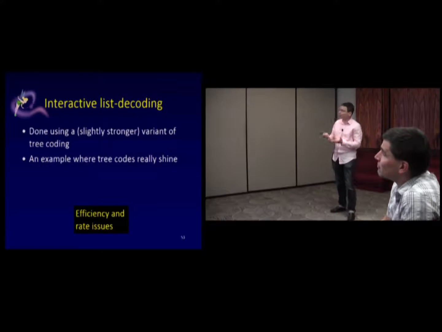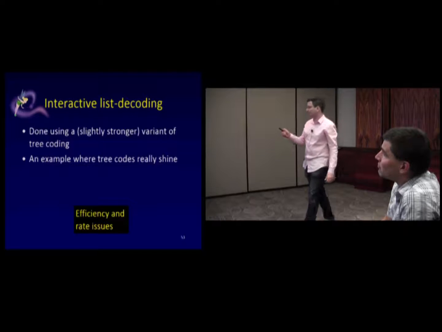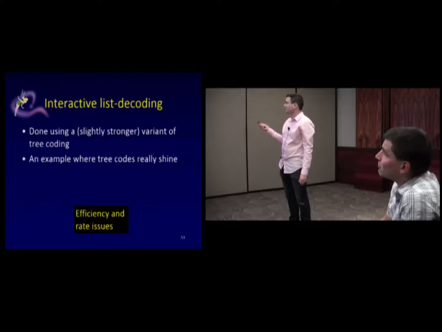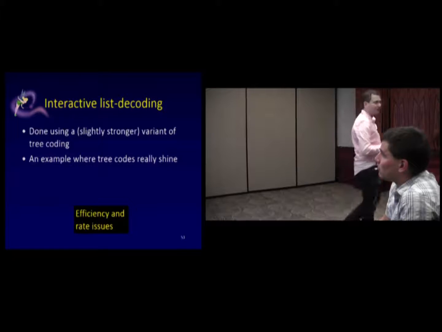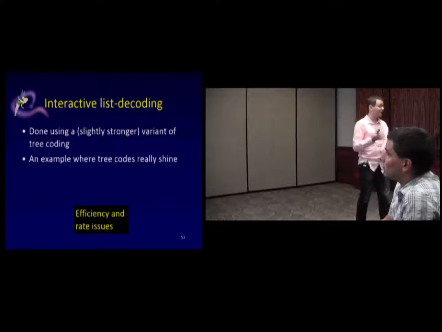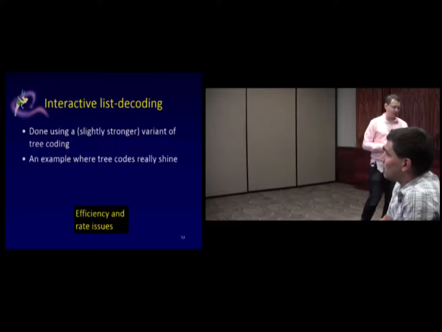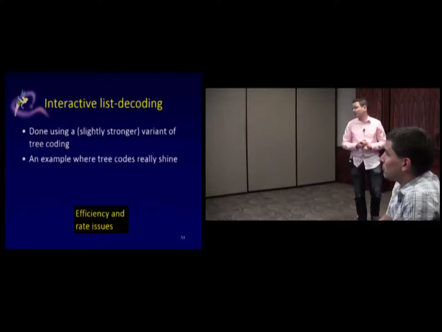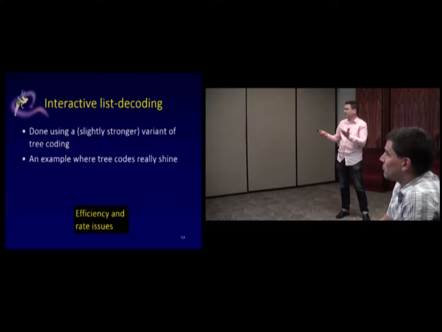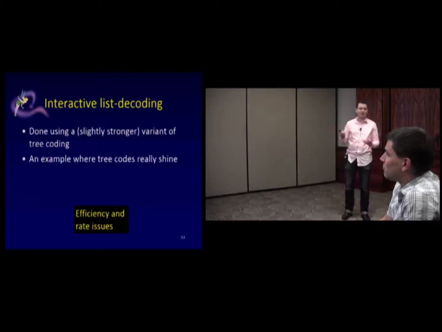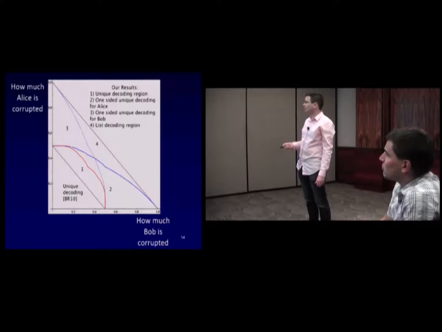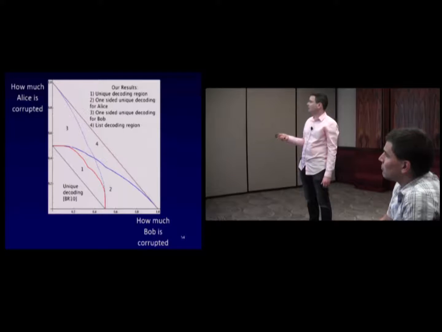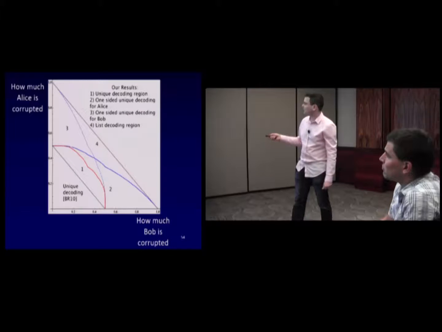Yes. It actually needs a slightly stronger variant of tree coding, and this is an example where it's hard to imagine how you would do it purely with other constructions, which is actually maybe something that should be done with other constructions just to learn how to do it, but that's really where we need tree codes. And as a result, you get this map. So I'll explain what this map shows.